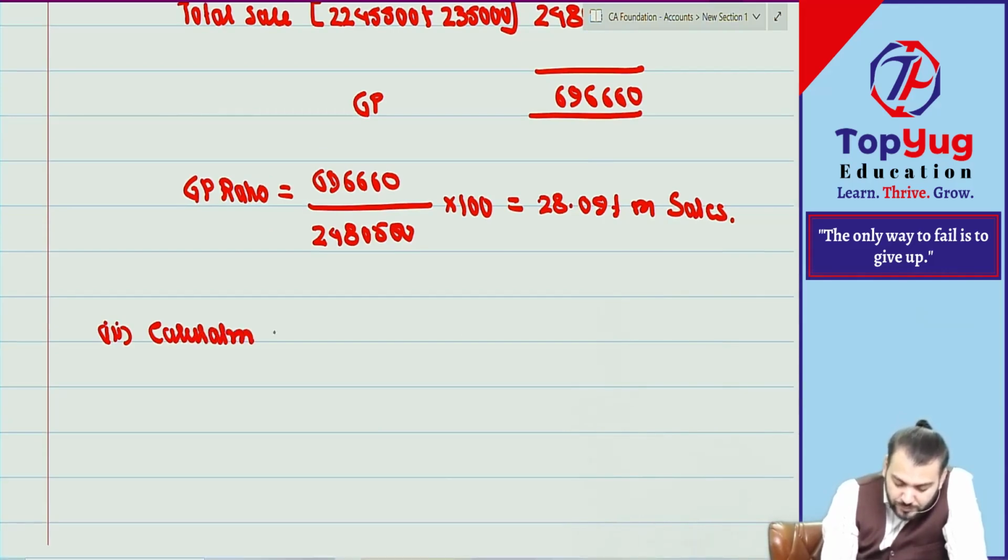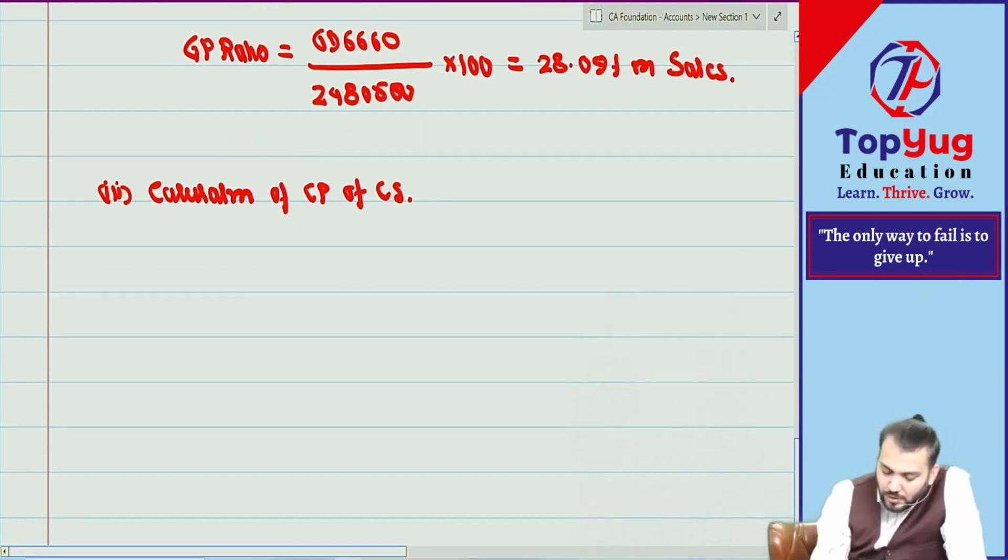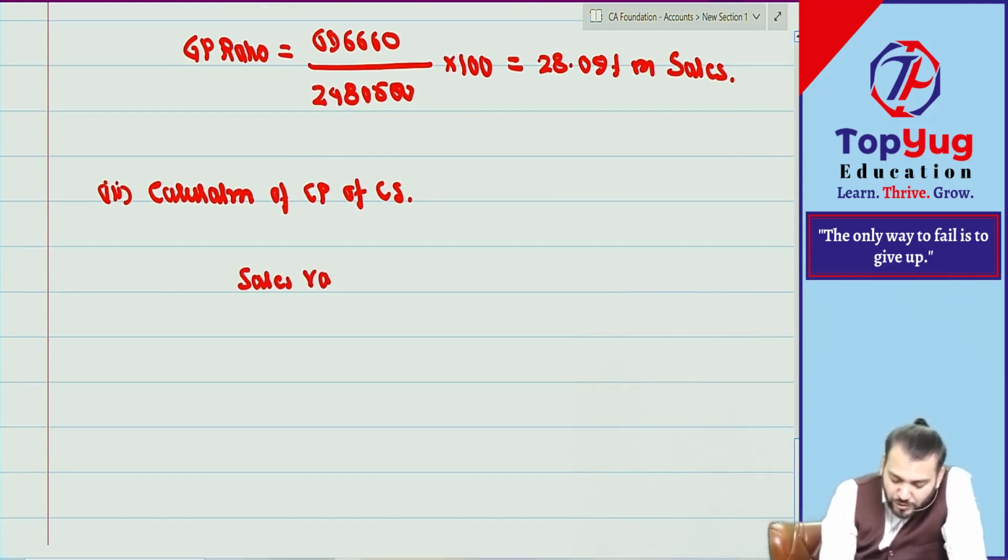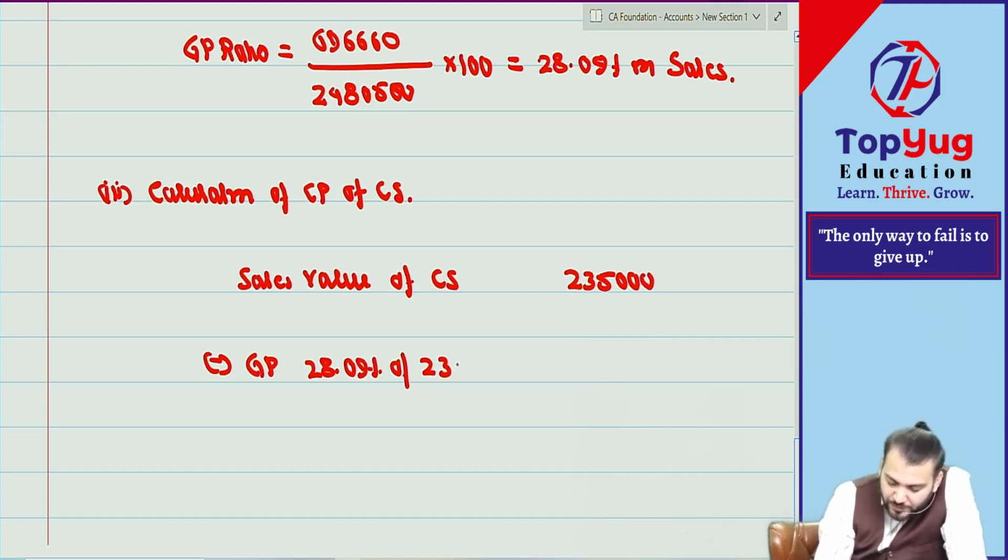Calculation of what? Cost price of closing stock. Tell me, what will we do? What is the sales value of closing stock given? 2,35,000. From this what will we deduct? GP. GP is what? 28.09% of what? 2,35,000. What is the amount? 66,011. Okay. So this becomes how much?